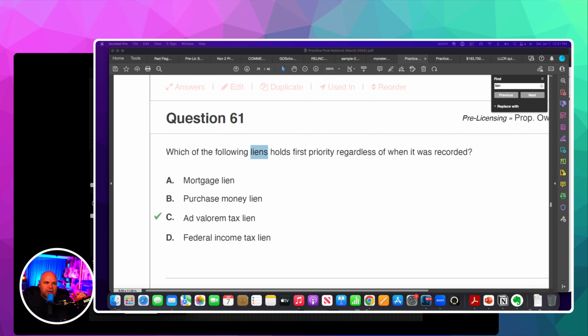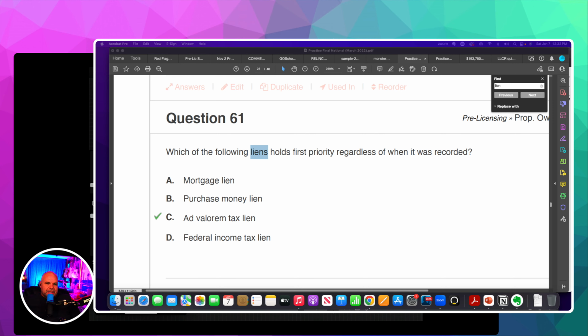So which of the following holds first priority regardless of when it was recorded? Not the mortgage lien, because that could fall below a mechanic's lien depending on when they were recorded. Purchase money lien, that's seller financing. A purchase money mortgage. Federal income tax, even though it's federal IRS income tax, that's still subject to when it was recorded. It might get recorded after the state income tax, and therefore state takes priority. So the only one that's not recording prioritized is property tax, ad valorem. Does that make more sense? Property tax. Yeah.